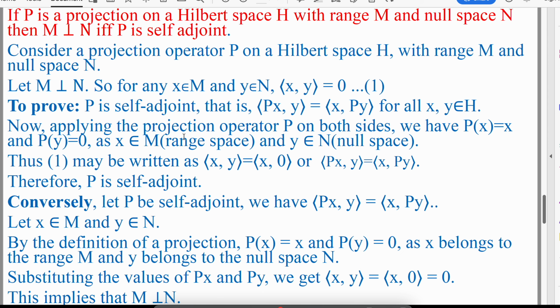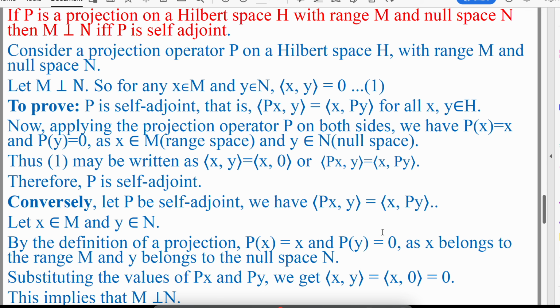Now the converse. Suppose P is given to be self-adjoint. It means by the definition of self-adjoint, the inner product of Px with y is equal to the inner product of x with Py. Here x belongs to M and y belongs to N. Because P is a projection, and x belongs to its range space and y belongs to the null space, therefore Px is equal to x and Py equals 0.